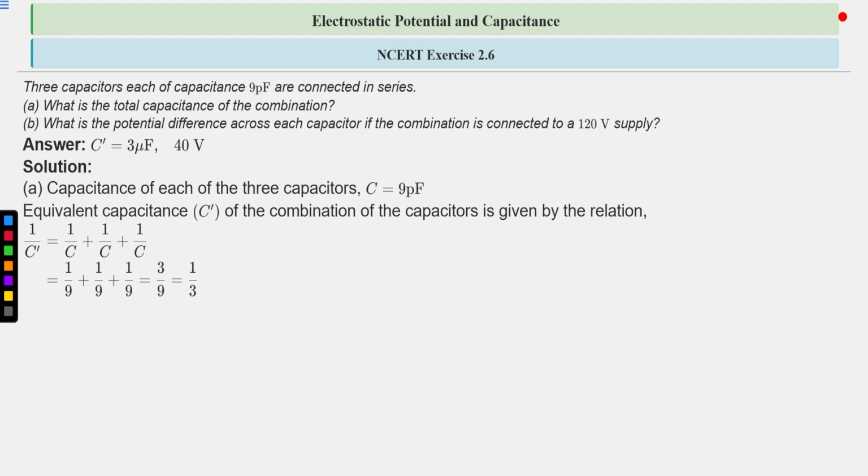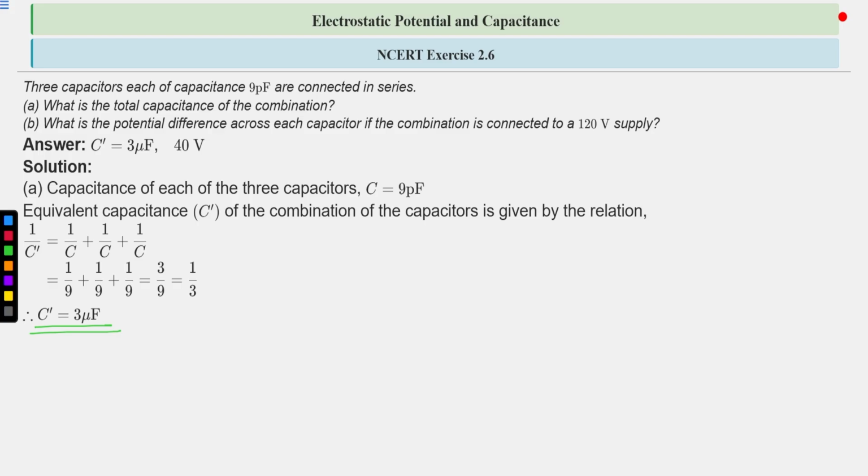So 1 by C dash equal to 1 by C plus 1 by C plus 1 by C, because the capacitance of all the 3 capacitors is the same. So we are now using C1, C2, C3 as C, C, C. All the capacitances are equal to 9 picofarad, so 1/9 plus 1/9 plus 1/9. After solving, we will get 1 by C dash equal to 1 by 3. So C dash will be 3 microfarad. This is the equivalent capacitance of the combination. Now A part is finished.